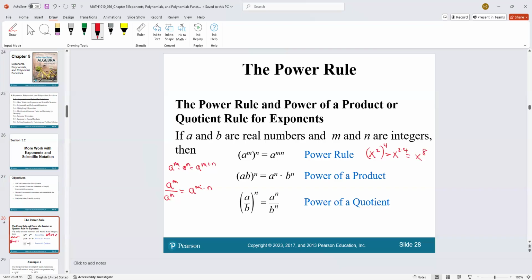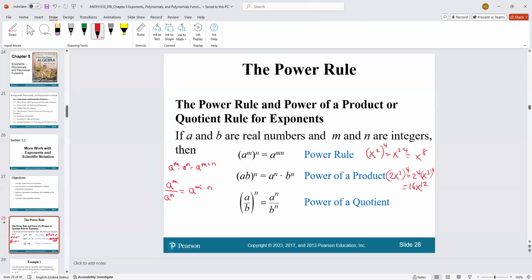Now, for the second rule, the power of a product: with different bases, same exponent, we can distribute the exponent. For example, if we have 2x power 3, power 4, what we can do is get 2 power 4, x power 3, power 4. So 2 power 4 is 16, because 2 times 2 times 2 times 2 is 16. And for this one, we're going to multiply the exponents, so it's going to be 12.